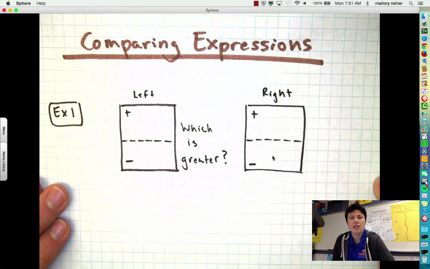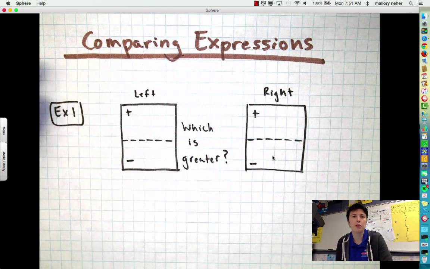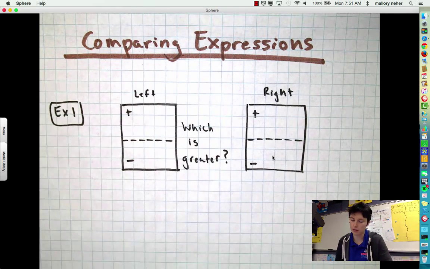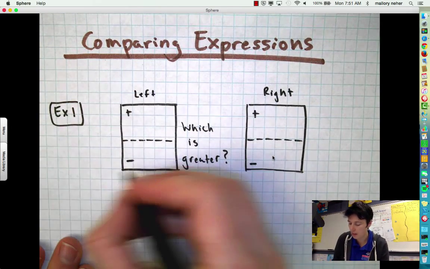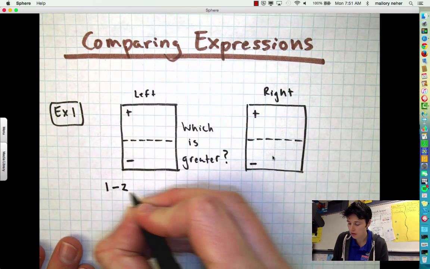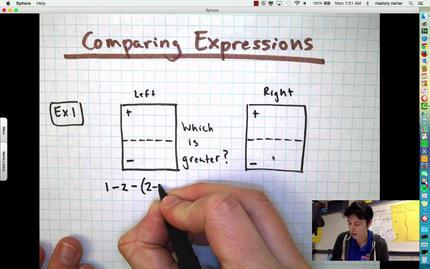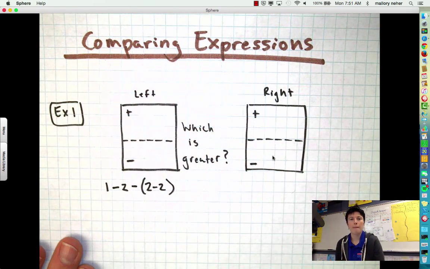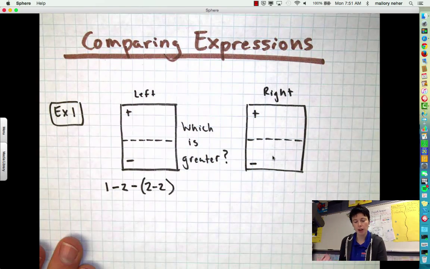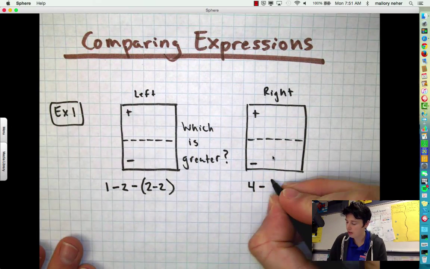The idea here is we want to compare the left and right and decide which is greater, the left side or the right side. To do that, first we need to know what we are comparing. So we're going to make up an expression here. Let's imagine on the left side, our expression is 1 minus 2 minus parentheses 2 minus 2. And on the right side, our expression is 4 minus parentheses 2.